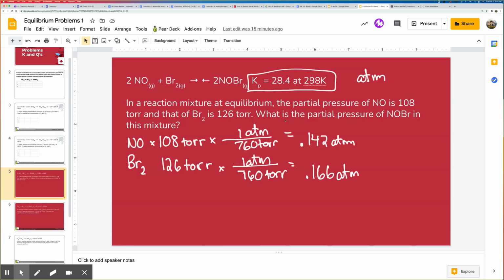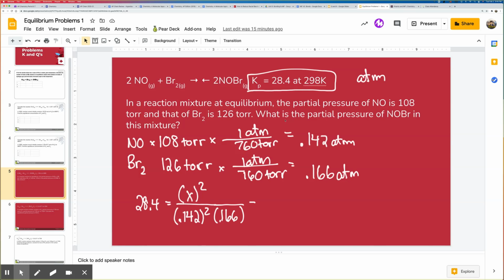Now, once you have the ATM, what you're going to do next is plug it into the KP like we were doing before. So it's 28.4 is equal to the top one, which we don't have. So we're going to call that x squared all over 0.142 squared and then 0.166.